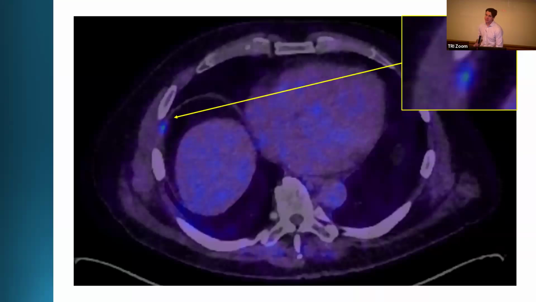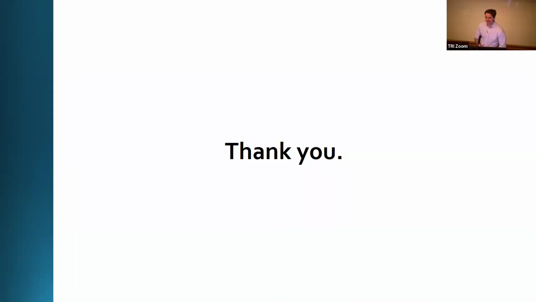So maybe, just maybe, not only will this scan have a use in determining the malignant potential of IPMNs, but just maybe we'll be able to detect these previously undetectable PanIN lesions as well, particularly those that are high-grade. Anyway, thank you.